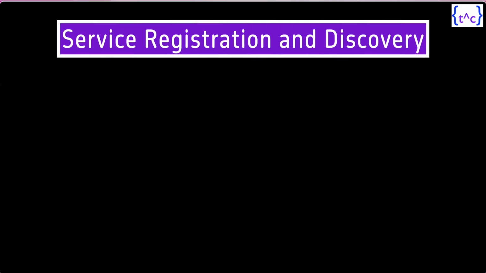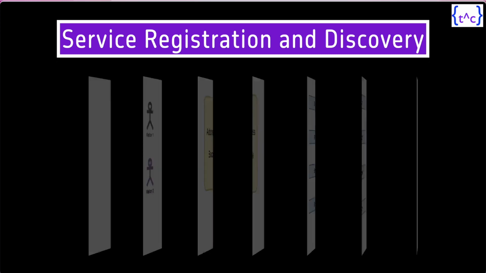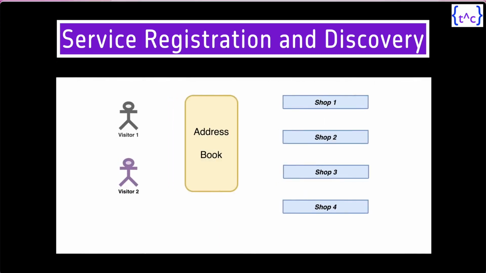All right. So service registration and discovery. Let us first understand what we mean by service registration and discovery. Here is an example to understand this mechanism in detail. Let's take an example of a mall. Generally what happens, we go to the mall and at the entrance or at the basement or ground floor, there is a map for that mall, which is telling you which shops are available in that mall and what are the addresses of those shops.